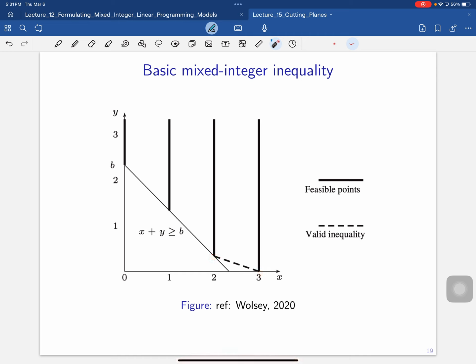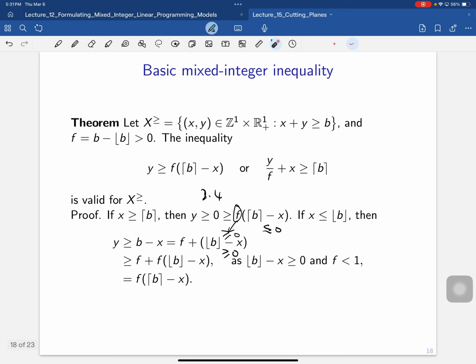Yes? In the last slide, how do we go from floor to ceiling? Where is it? The last line of the inequality. So f plus f times floor of B... Oh, yeah, so f times ceiling of B.